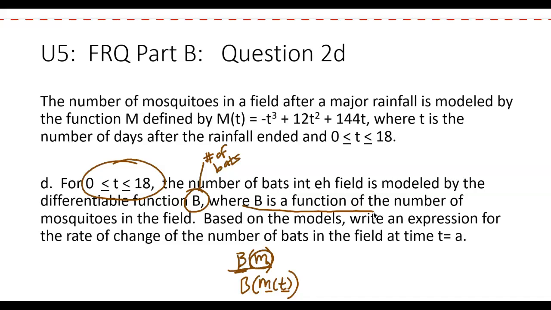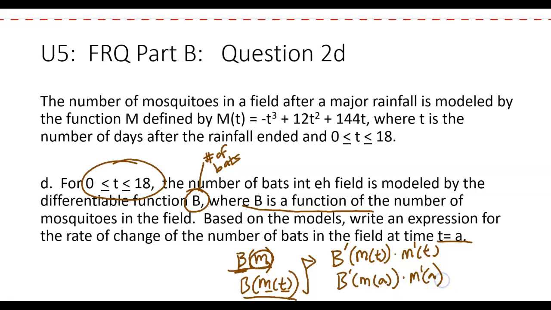Based on the models, write an expression for the rate of change of the number of bats in the field at time t equals a. So the first thing I'm going to do is take the derivative of this, which is going to require the chain rule. b prime of m of t times m prime of t. Now they want me to do it at t equals a, and so all I have to do is put an a in there.